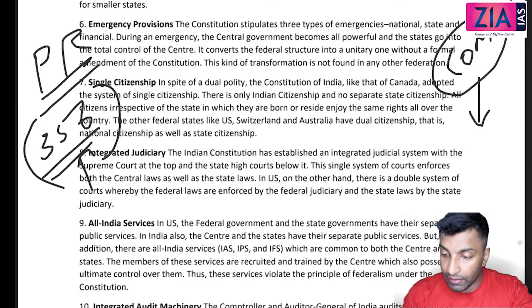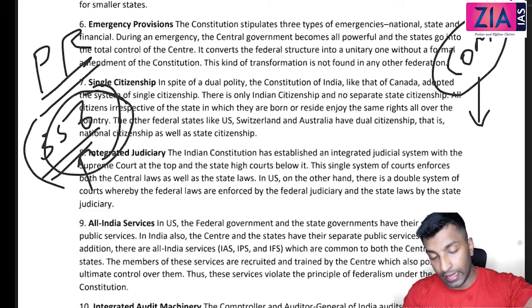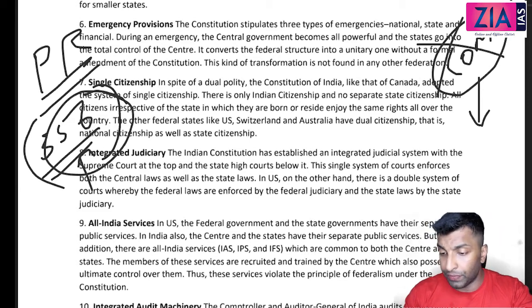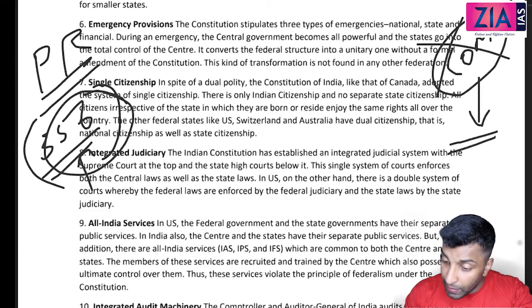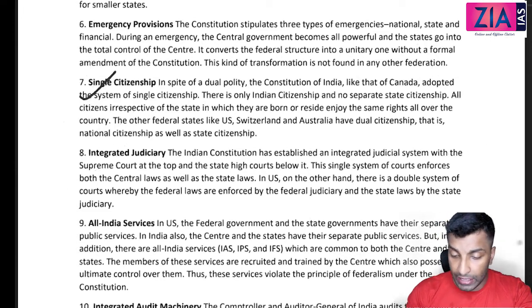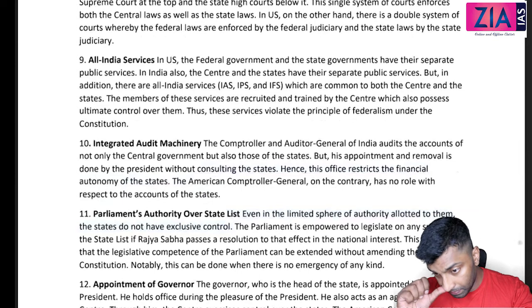The state legislative, guys, I will be discussing about all these emergencies in detail in maybe next to next session. Once we're done with preamble and fundamental rights, I'll be discussing that. Immediately the council of ministers is gone, and then state legislative assembly may be suspended. It may be dissolved also. Okay, so center enjoys power over there. Single citizenship I have mentioned. Integrated judiciary. Okay, and then all India services.